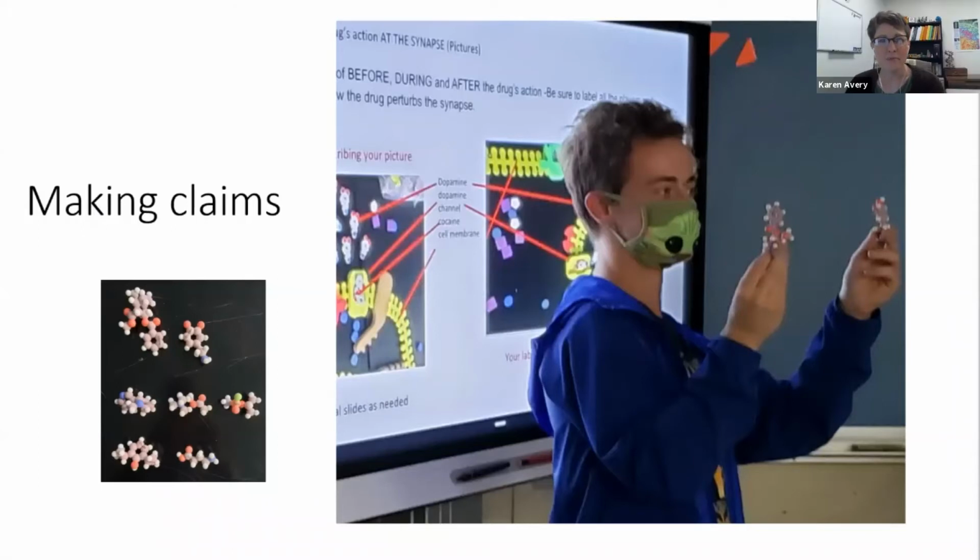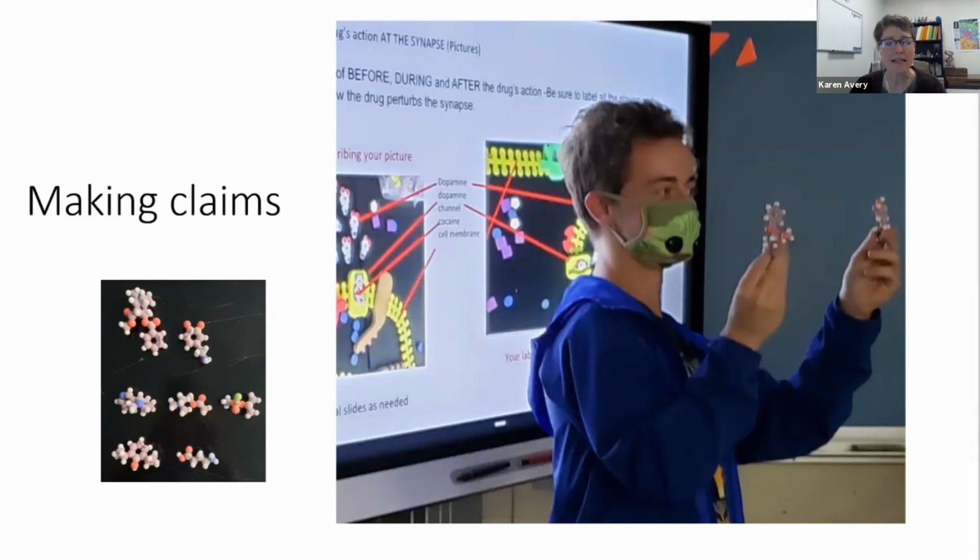So Dan's pretty humble, but he does great things in his classroom, and he drives his students, after finishing up with the questioning, to make claims. And so what you see here, or who you see here, is one of Dan's students making a claim about how dopamine and cocaine may interact with the postsynaptic neuron or the presynaptic neuron. He's using some 3D printed models. You can find files for these various places on the internet and print them, but you don't need to have those.